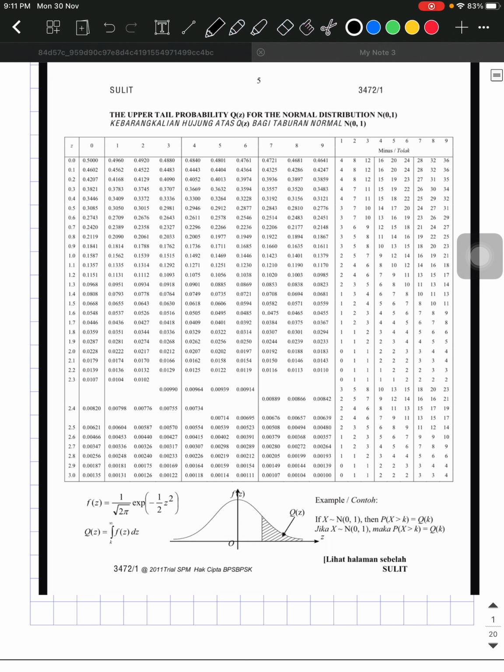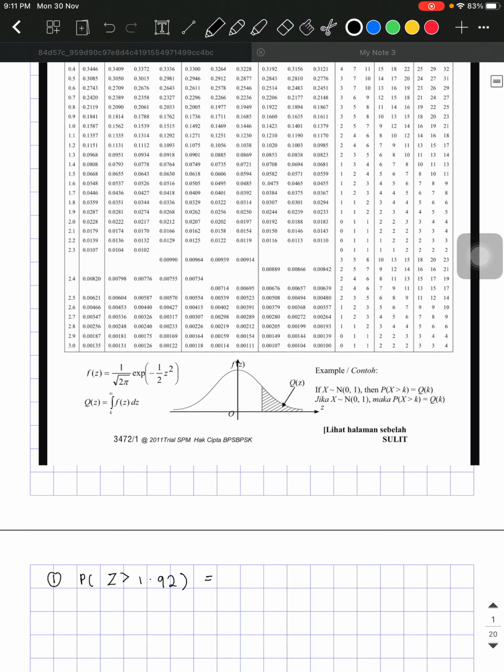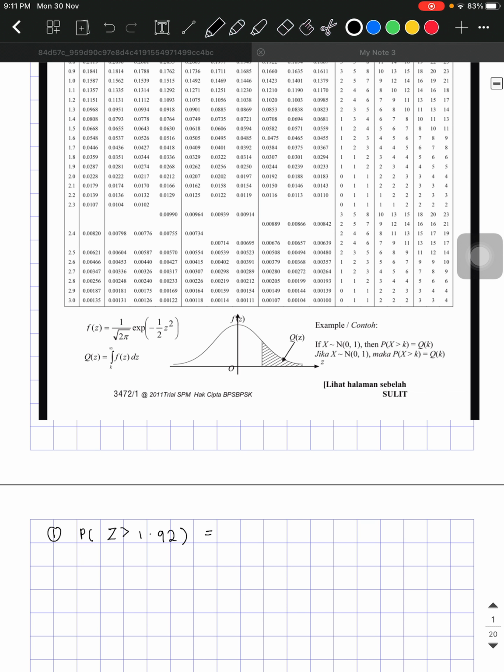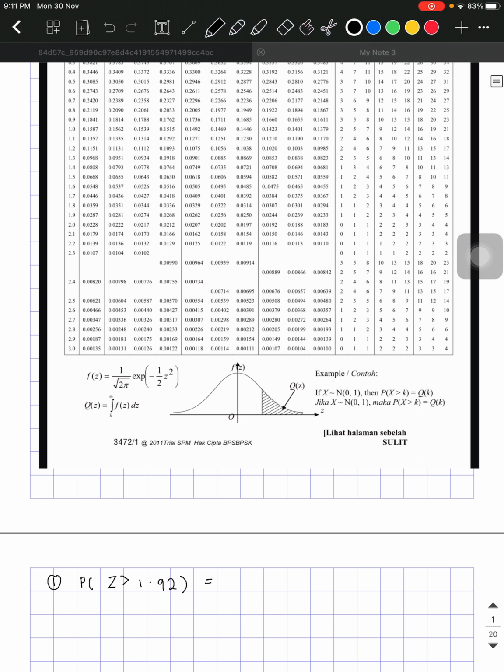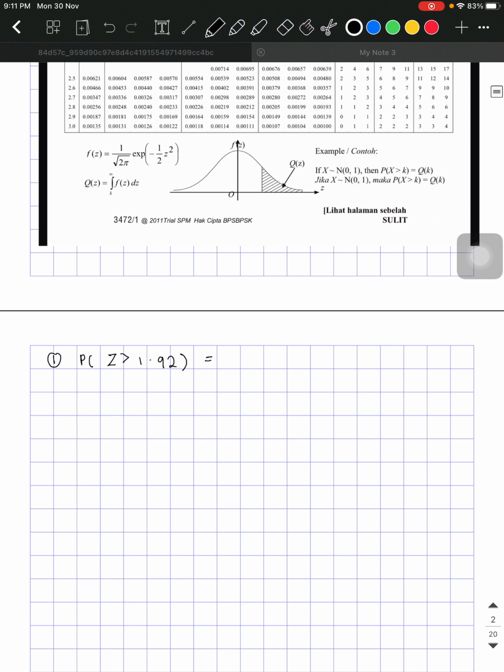Hello everyone. So I'm going to teach you how to find the z value from the normal distribution table. I will show you a few examples so that you can find the z value in various patterns of questions. Let's take a look at the first example.